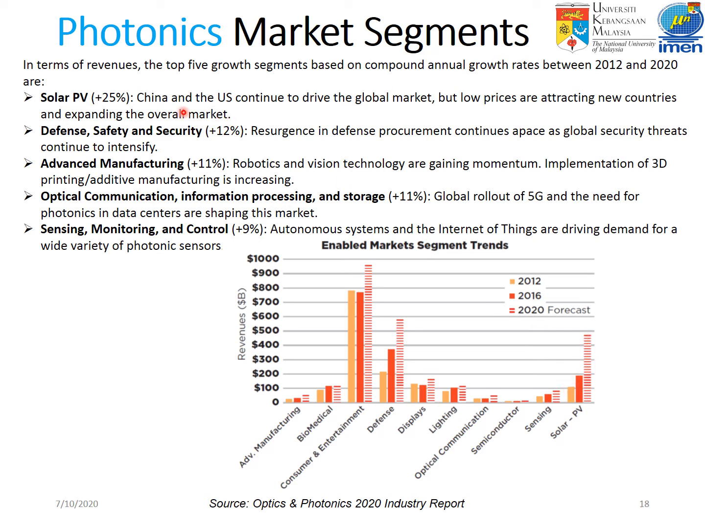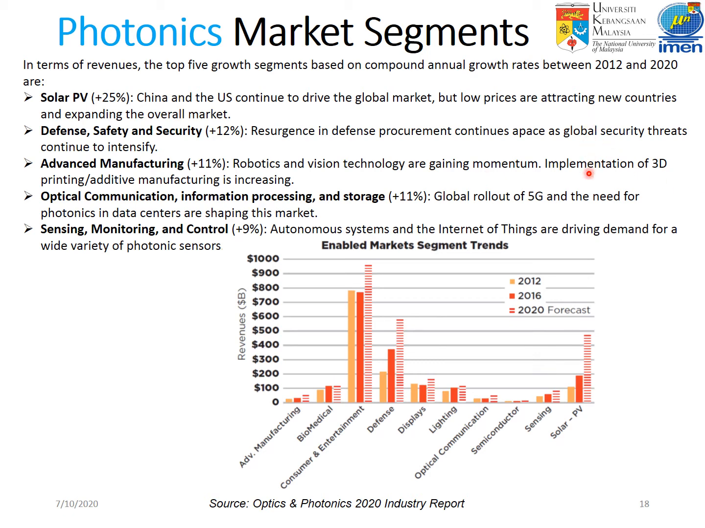So China and US continue to drive the global market, but low prices are attracting new countries and expanding the overall market. Defense, safety and security, all right, this is an increment of 12%. Resurgence in defense procurement continues apace as global security threats continue to intensify. Advanced manufacturing, an increase of 11%. So robotics and vision technology are gaining momentum.